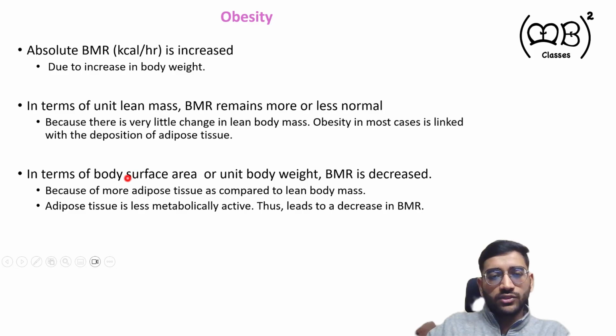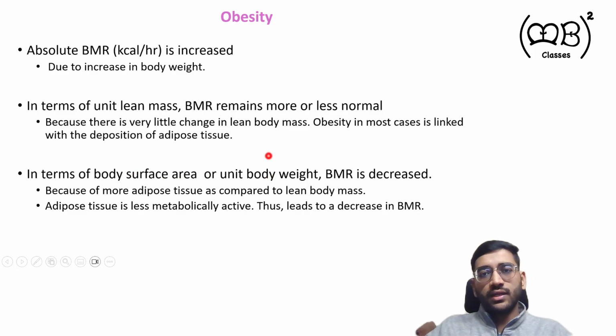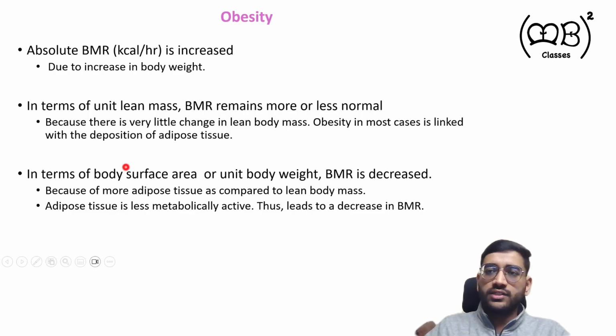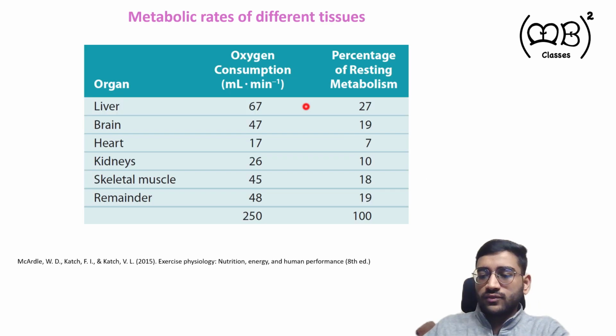But if we look in terms of body surface area or unit body weight, now the BMR would decrease because there is more deposition of adipose tissue, and adipose tissue is a less metabolically active tissue. Thus, BMR with respect to body surface area would decrease because of excess adipose tissue. It did not increase in terms of unit lean mass because unit lean mass is constant and we are not considering how much adipose tissue is present in the body. That is why BMR remains normal. So adipose tissue has lesser and muscular tissue has more.